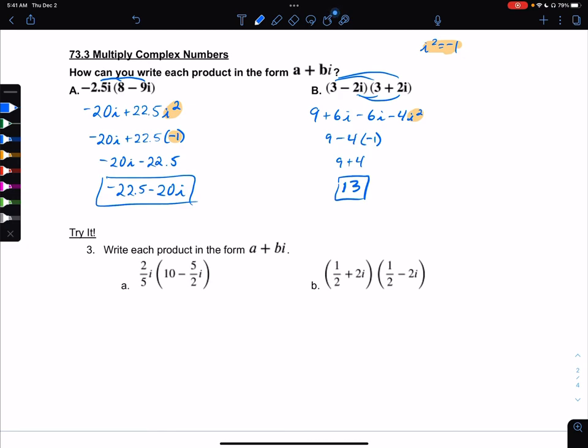But effectively, with these, you're doing them just like you would do a normal multiplication problem. The only thing you have to look out for is that i squared, and set i squared equal to negative 1.